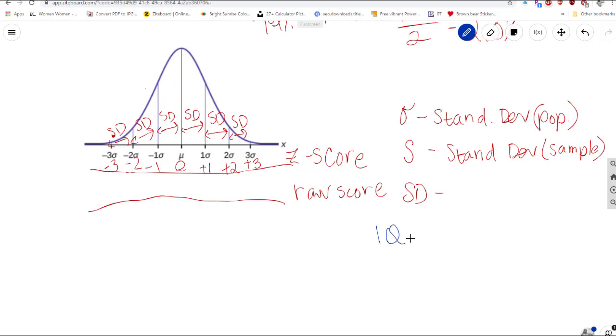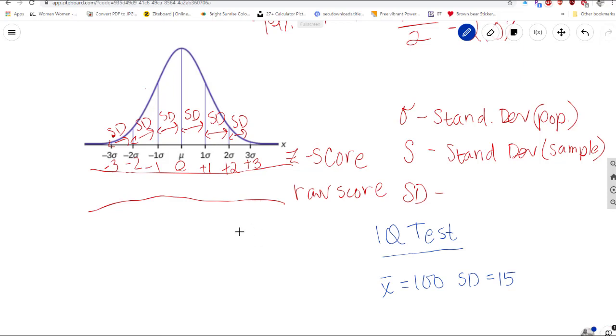The IQ test is a measure of the capacity for learning, and the mean of the IQ test, I'm going to write it as X bar, is 100. The standard deviation is 15. And it's a normal curve. It's a norm reference test.